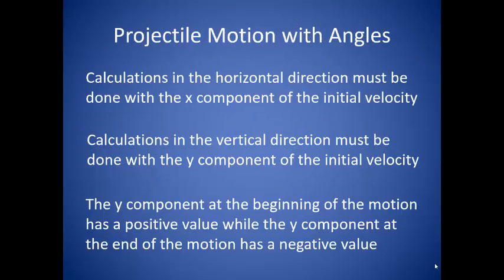So when a projectile is launched at an angle, calculations in the horizontal direction must be done with the x component of the initial velocity. The x component is found using the cosine function. Calculations in the vertical direction must be done with a y component, and this is found using the sine of the angle. Also remember that the y component of the velocity at the beginning of the motion has a positive value, while the y component at the end of the motion has a negative value.